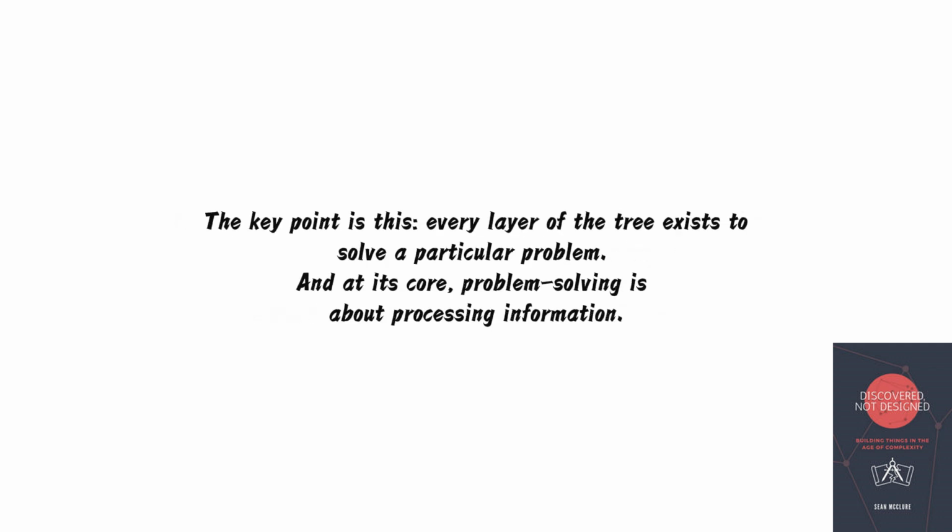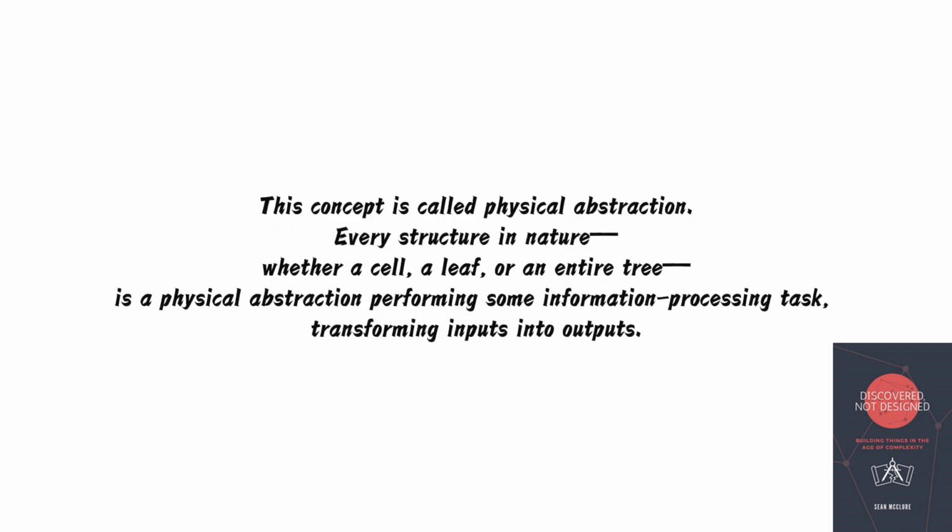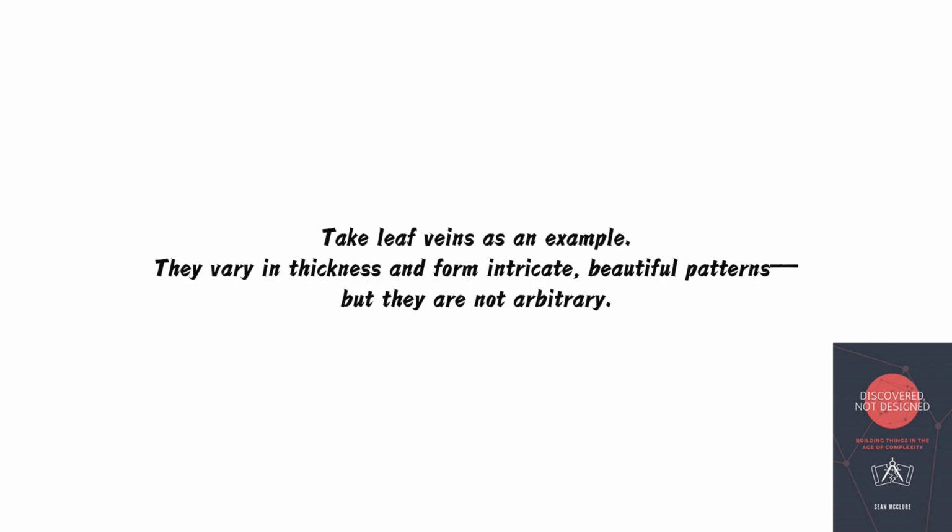The key point is this: every layer of the tree exists to solve a particular problem. And at its core, problem solving is about processing information. This concept is called physical abstraction. Every structure in nature, whether a cell, a leaf, or an entire tree, is a physical abstraction performing some information processing task, transforming inputs into outputs. Take leaf veins as an example. They vary in thickness and form intricate, beautiful patterns. But they are not arbitrary.